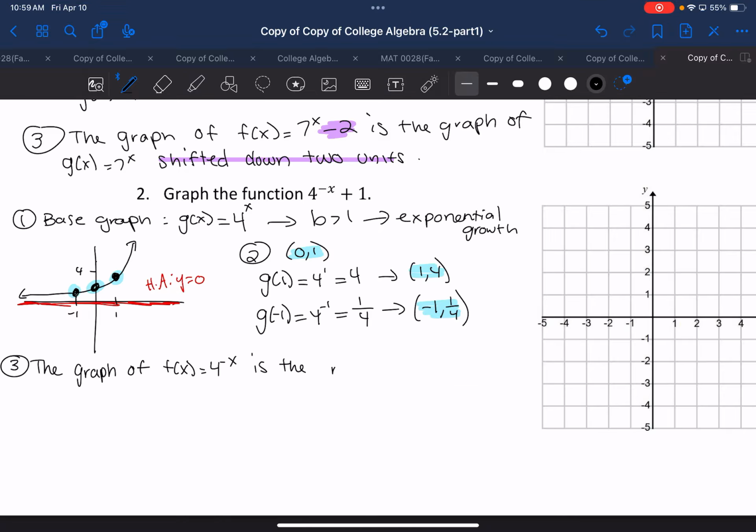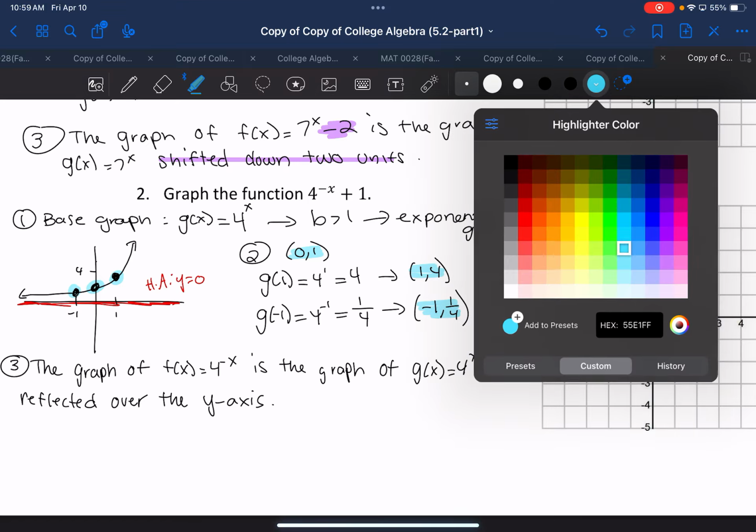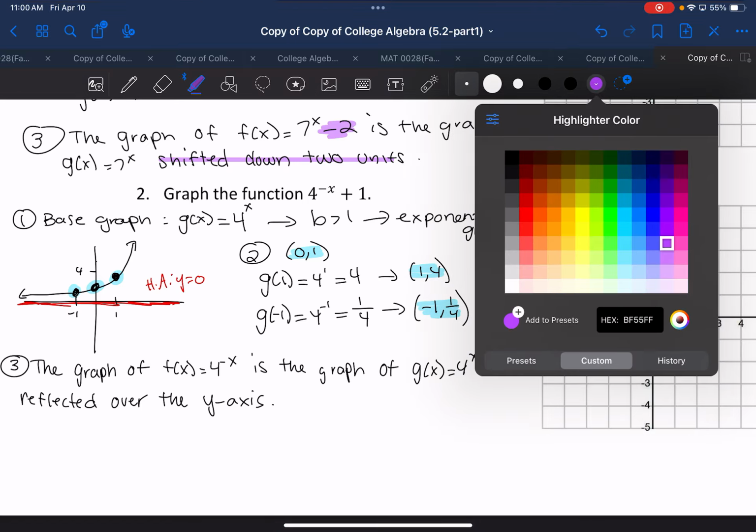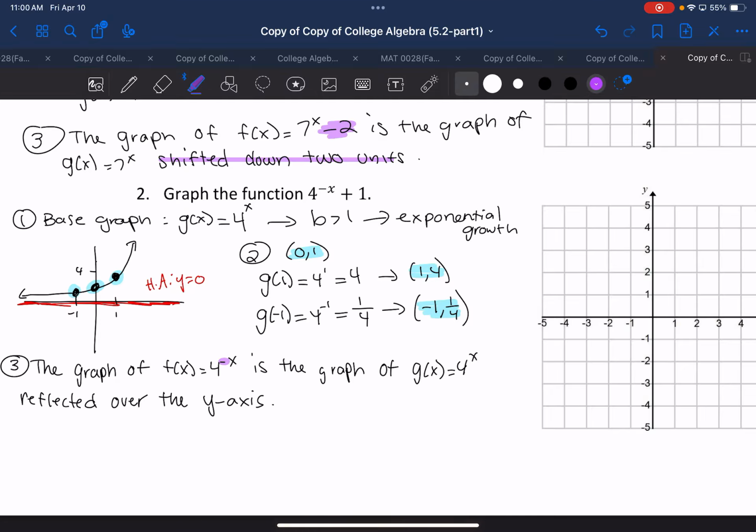I'm not doing the plus 1 yet. Is the graph of g of x equals 4 to the x, sorry, reflected over the y-axis, because that's what that transformation does when it's negative in front of the x. It reflects it over the y.